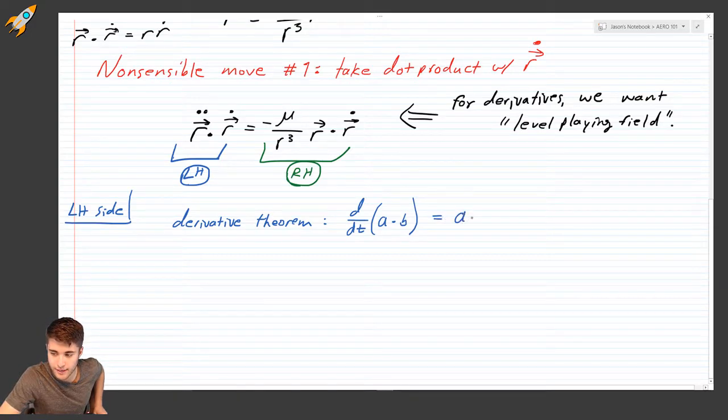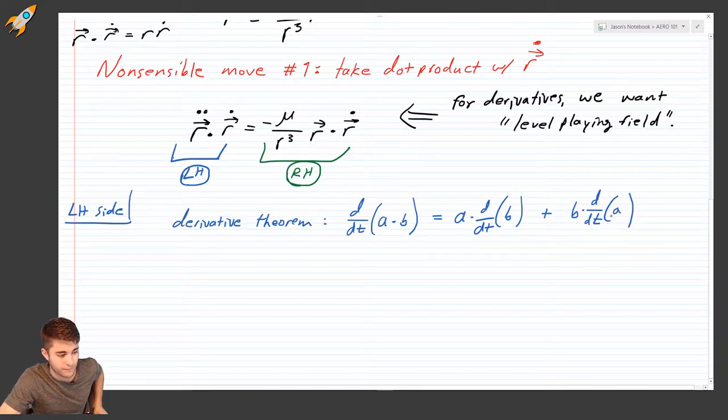It's equal to a multiplied, or with the dot product, it depends if it's a vector, times d over dt of b plus b times d over dt of a. Right? So this is what, I think it's called the dot product rule, but I forget exactly what it's called. This is a derivative theorem, right? If you're multiplying two things inside of a derivative, this is how you separate out the derivative, okay? So, we've taken note of that, so let's go like this then.